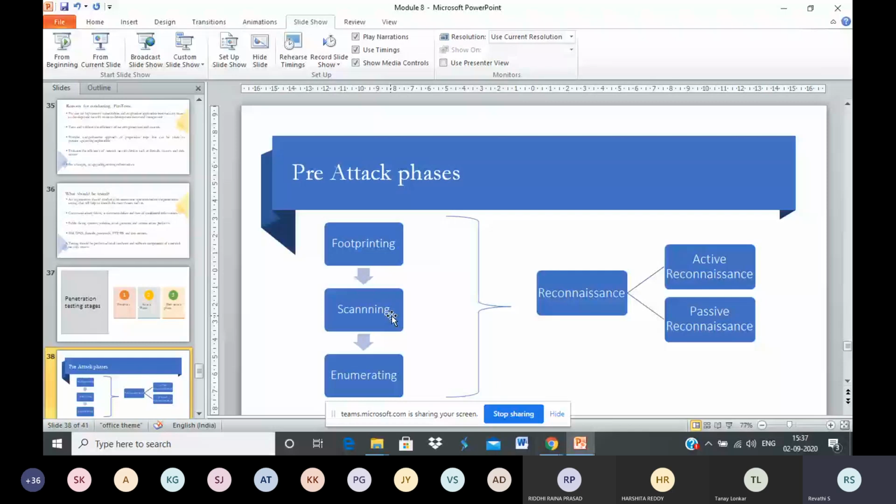Okay, it will take the fingerprinting of the operating system. Fingerprinting of the operating system in the sense the version of the operating system and what are the types of the operating system, and everything you can understand by performing the scanning. Okay, so that is a fingerprint of the operating system.